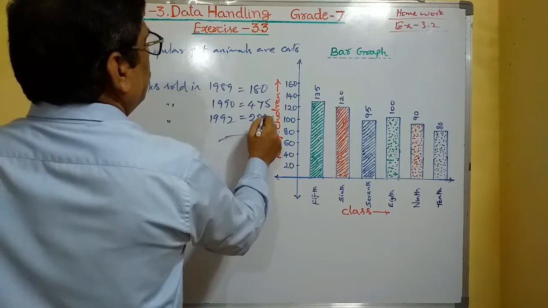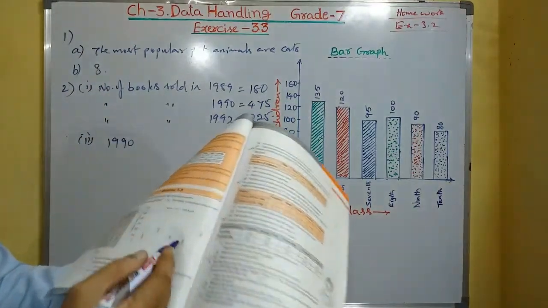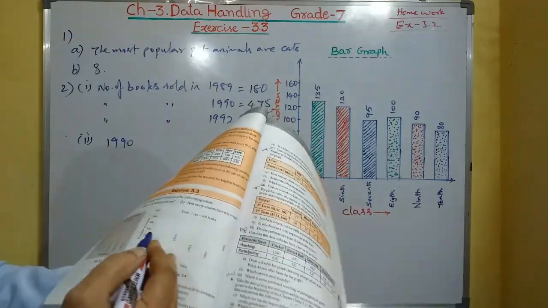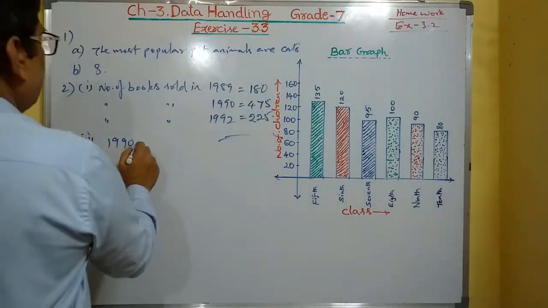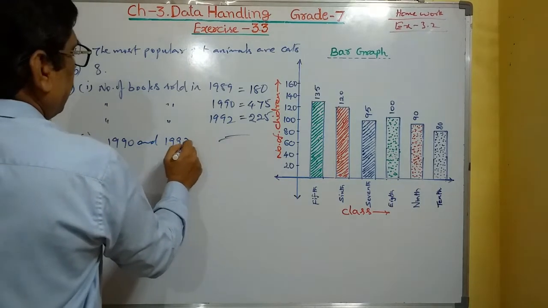The year 1992 we have 225. Sorry, I have taken it by mistake. It is not above 300. It is above 200, 225. So 225 books were sold in 1992.